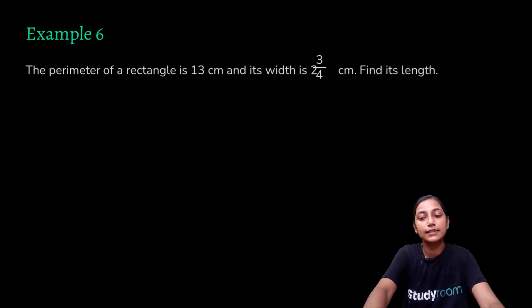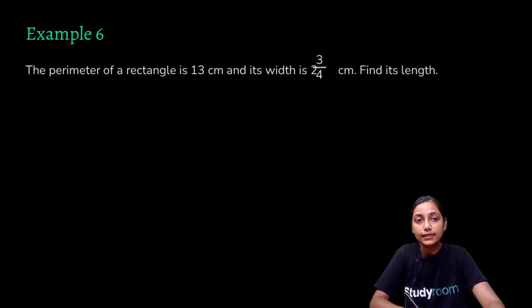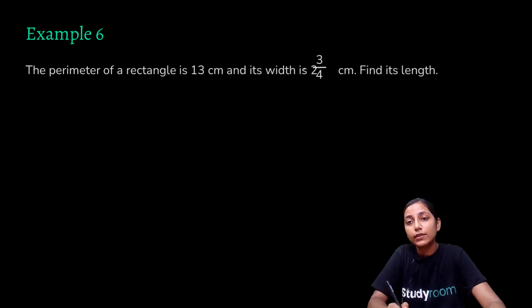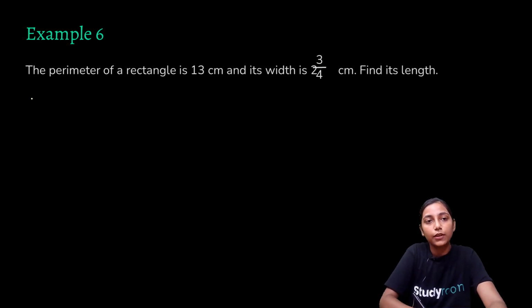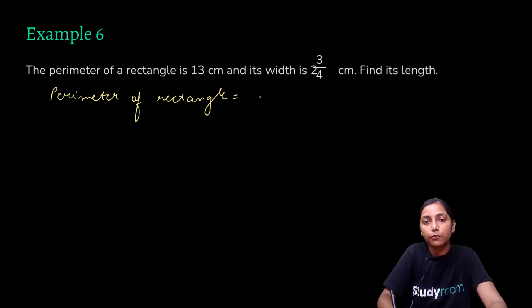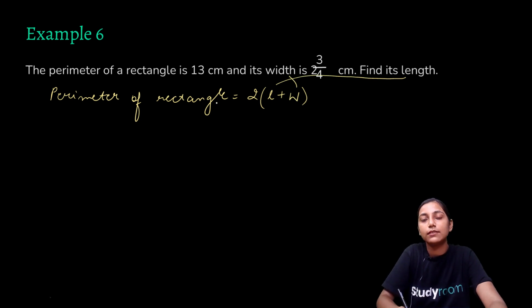The next example is example number 6. It says that the perimeter of a rectangle is 13 centimeter and its width is 2 3 by 4 centimeter. We need to find its length. We know that the perimeter of a rectangle is given by the formula 2 into (length plus width). Here L is length and W is width.